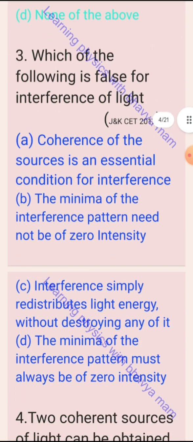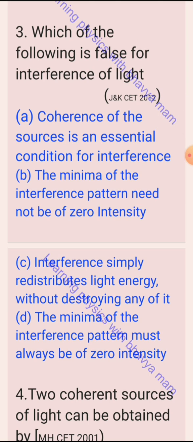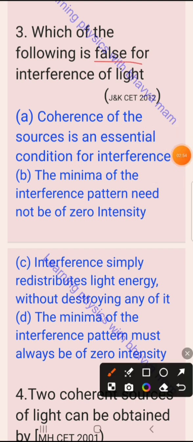The third question is, which of the following is false for interference of light? This question was asked in J&K CET 2012. So, go through the answers properly because the question is, which of the following is false for interference of light? Here it is mentioned false, so we need to identify it properly. Coherence of the source is an essential condition for interference. That is correct. In order to have an interference pattern, coherence is very important. Source must be coherent.